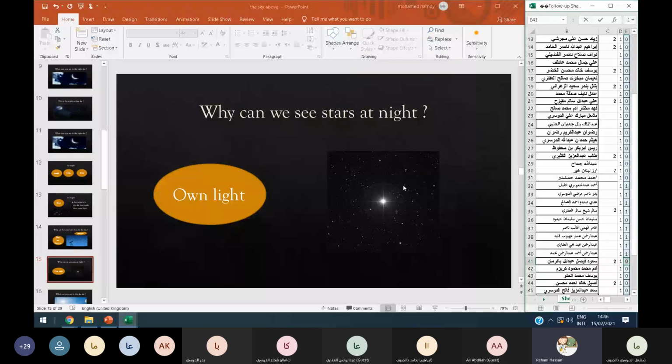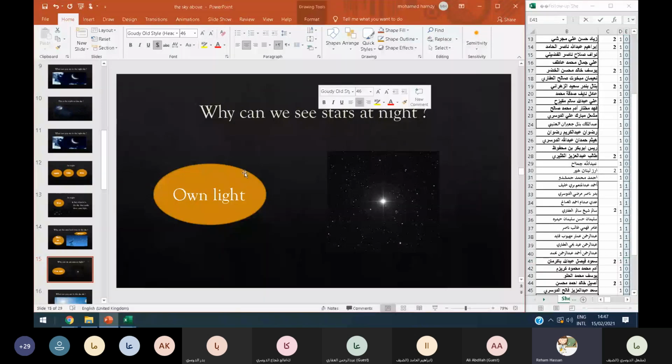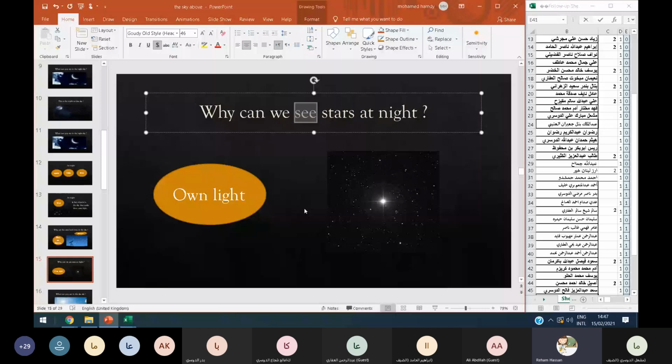You know the flashlight, Saud? Yes, the flashlight has its own light. So it's like the stars. Allah subhanallah gave the stars their own light. Okay? Thanks a lot, Saud. So, honey, the stars have their own light. If we look at the sky at night, we can see the light from the stars.